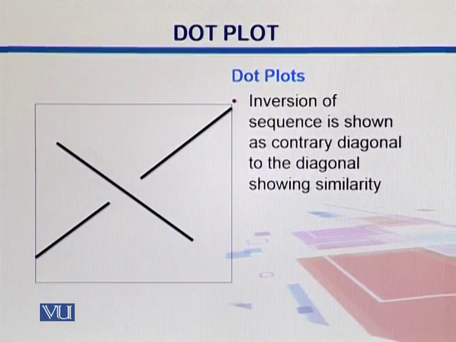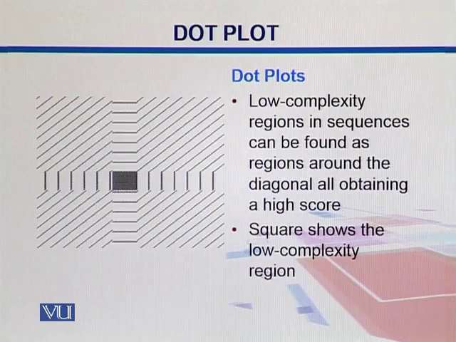Here is how inversions look. If something is inverted, then in one strand it is in the X to Y direction, and in the other it is flipped around. This is how they look. These sequences are shown as contrary to the diagonals, showing that similarity. Low complexity regions can be found as the regions around the diagonal, all obtaining a high score. A square shows a low complexity region. Those are the regions where we are not sure what's going on, and they look like this.